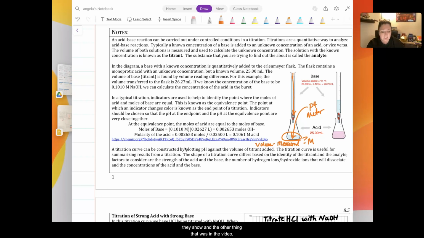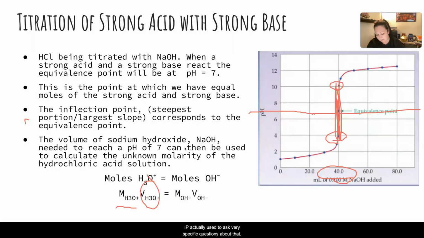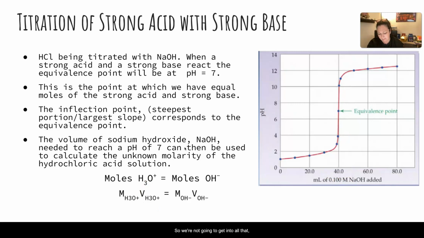Now, in this picture they show, and the other thing that was in the video, indicators are great. Indicators are not as accurate as a pH meter, but they will show you a color change as the pH is changing. You'll start to see flashes of color, and then the color will turn. It's lots of different colors. It depends on which indicator you use. How do you know which indicator to use? You use an indicator depending on which acids and bases you're working with. The AP exam actually used to ask very specific questions about that, but they really don't anymore. So we're not going to get into all that because acids and bases can be tough. It's a lot of information.